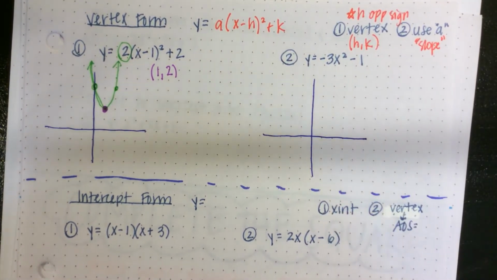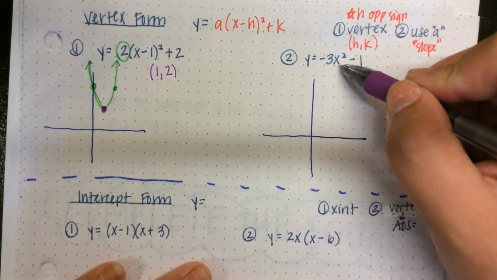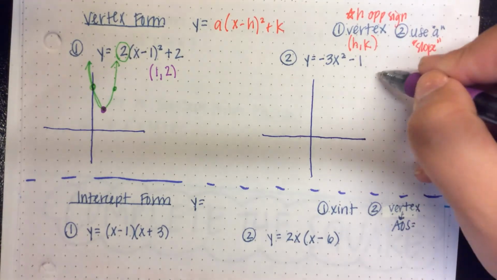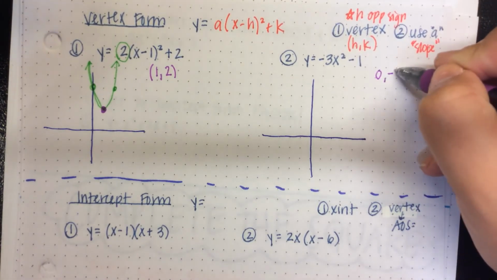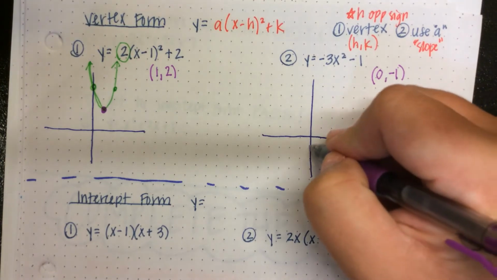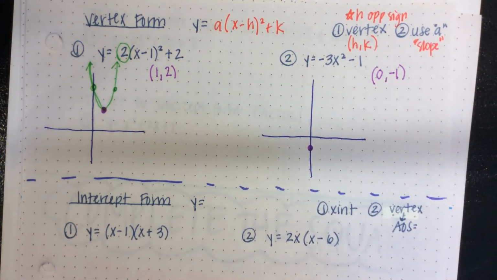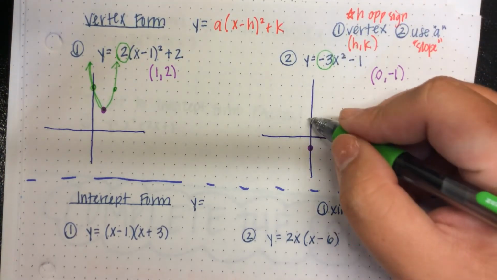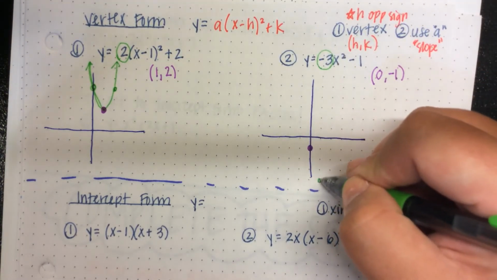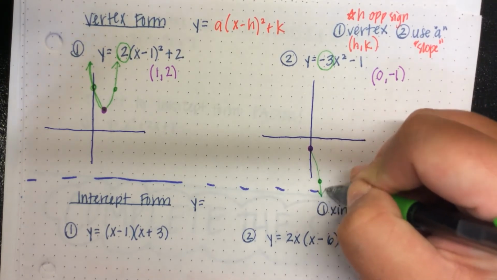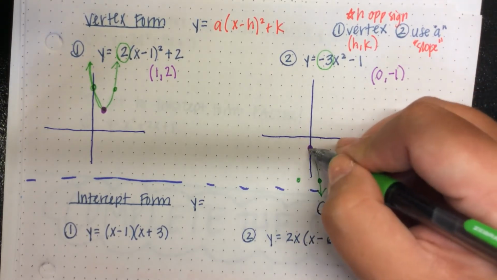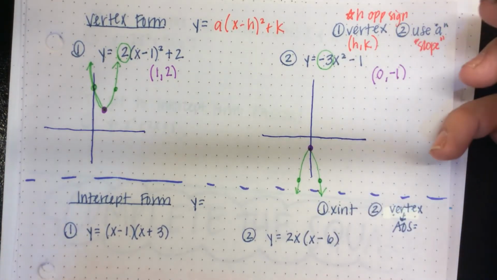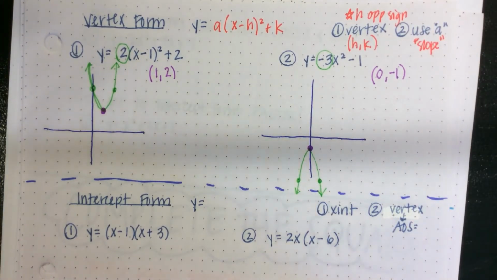Okay, so for this one, it looks a little weird because I don't have parentheses. That means nothing's inside with the h, or h is 0. So here, my vertex is at 0, and then my k value is -1. So (0, -1). My a value is -3. So that means instead of going up 3, right 1, I'm going to go down 3, right 1. So there's half of my U. And then I'm going to reflect that point over to get the other half. Remember, a negative means it's going to open down. It's going to be a mountain instead of a valley, or instead of a U.